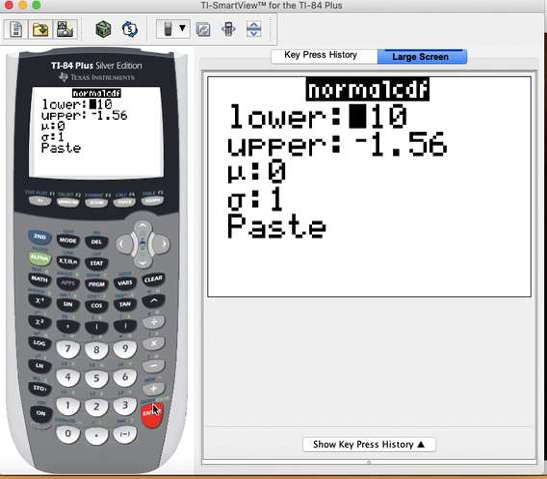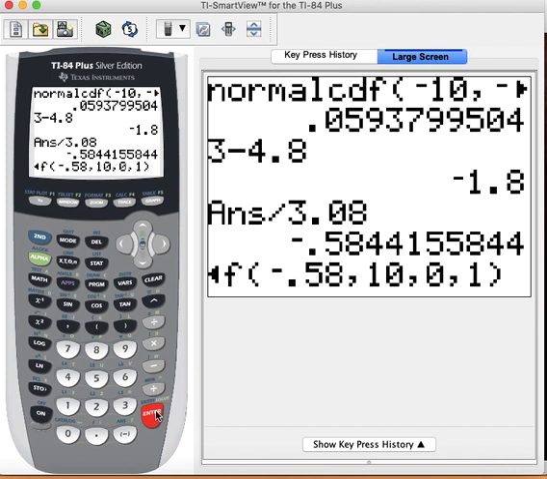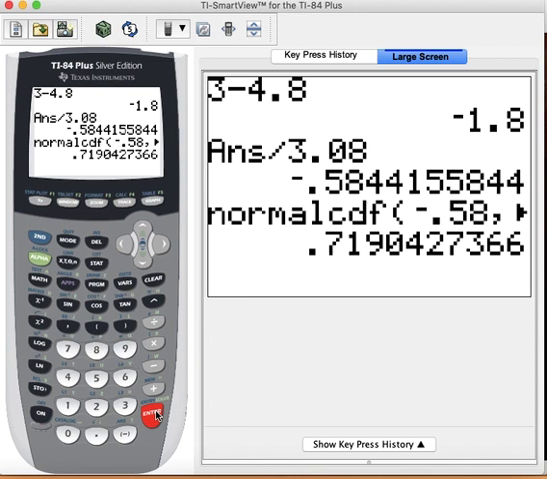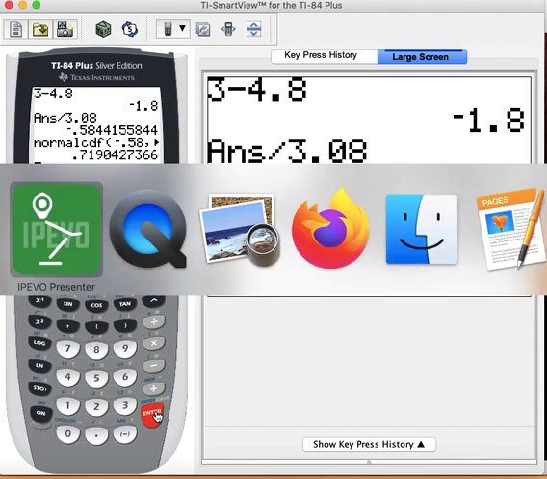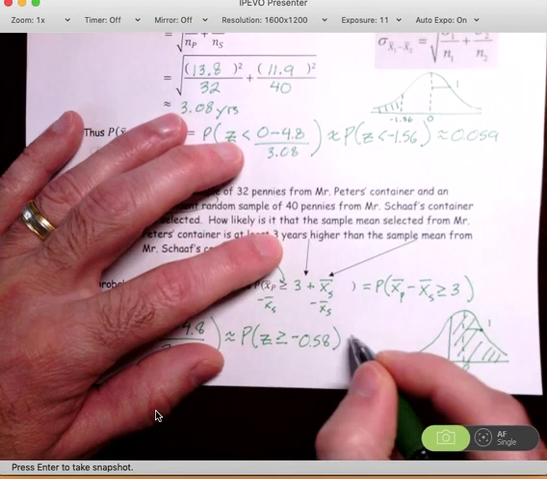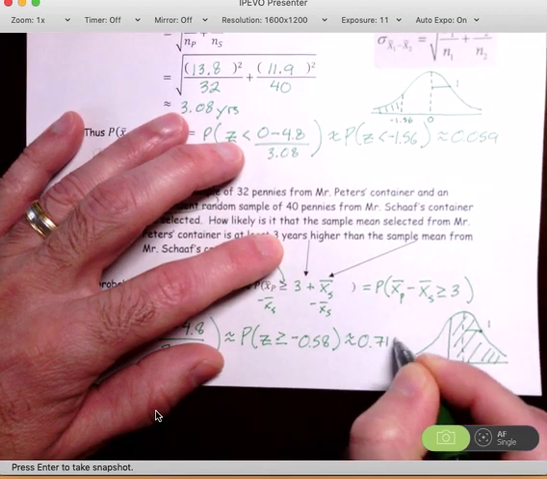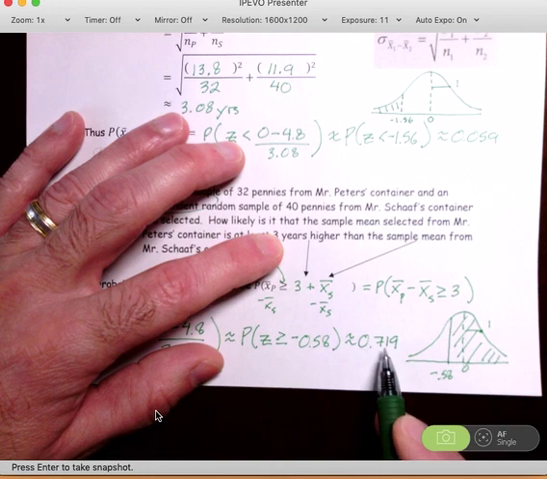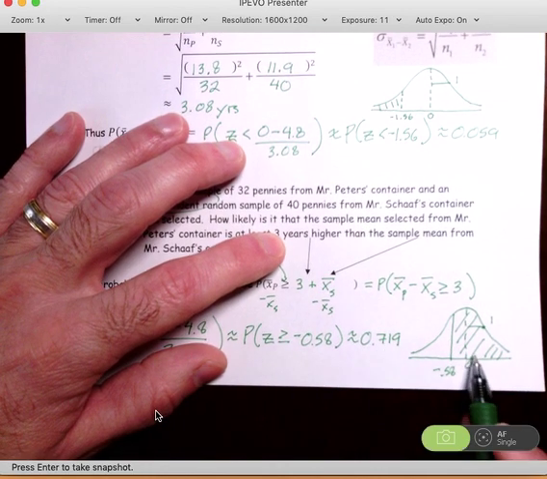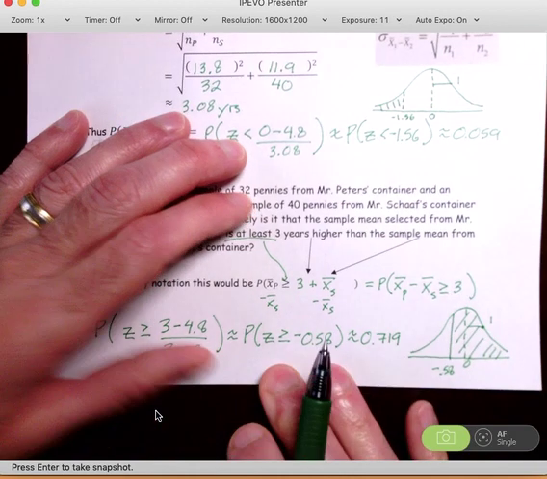There's the normal CDF command. So the lower boundary is the negative 0.58. The upper boundary this time is 10. And this probability, like we suggested earlier, this probability is quite a bit higher. This will happen almost 3/4 of the time on average over time, so approximately that, it's 0.719. Again, that's our probability, and that probability is actually the area under the normal density function.